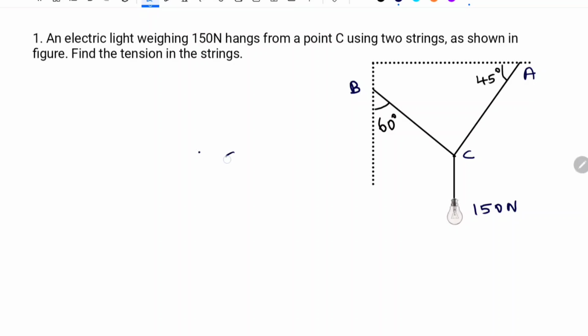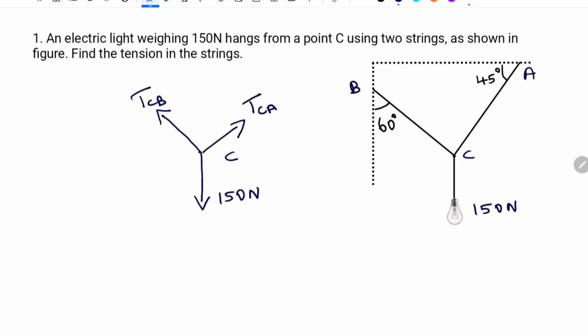I am considering the center point C. Starting with the weight, a weight of 150 Newton is acting in the downward direction. Then between C and A, we have a string, and we know that a string carries only tension. So a tension TCA, because from C it is acting towards A, is acting like this, and we have a tension TCB. So this is the free body diagram.